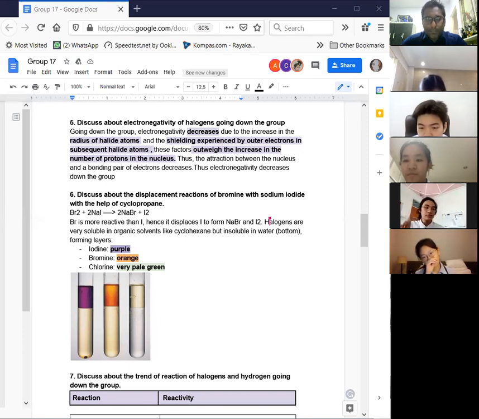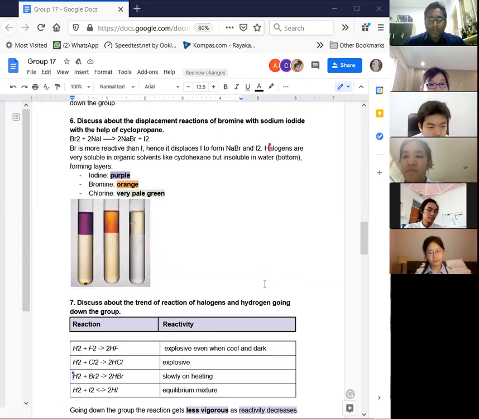So we can try to put this in terms of how we can look at the halogens. Going down the group, electronegativity decreases due to the increase in the radius of the halide atom and increased amount of shielding the outer electrons of the halide atom experience. These two factors outweigh the increase in nuclear charge, and thus it's harder for the halide atom to attract a bonding pair of electrons. Thus, the electronegativity decreases down the group.